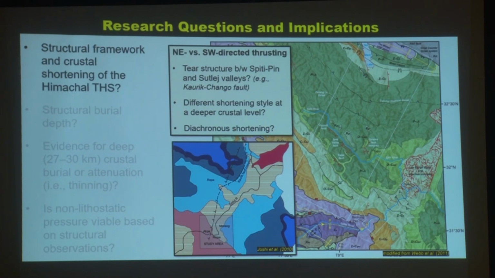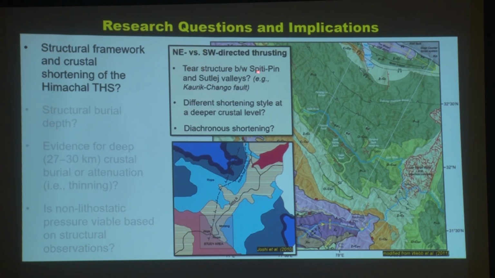Next slide. Okay, so this gets back to the research questions for this talk. Starting with the first one: what is the structural framework and crustal shortening of the Himachal THS? I mentioned that in Spiti Pin Valley we have northeast dipping thrusts, but in Sutlej Valley we have southwest dipping thrusts. So we have a discrepancy there, right? Why you have this change in the transport directions of these thrusts, just a few tens of kilometers from each other, there are several possibilities.